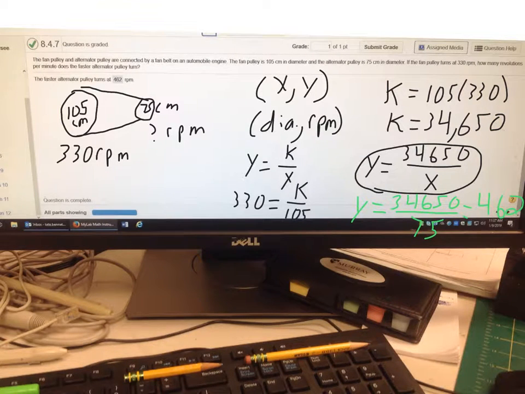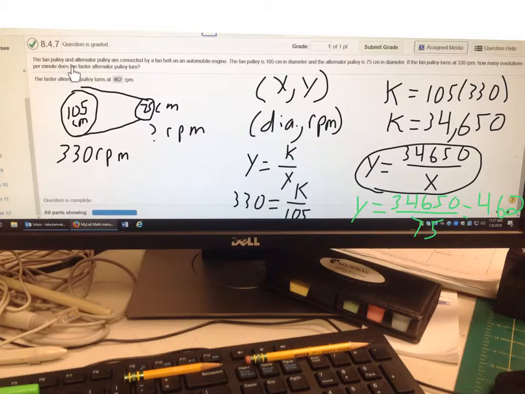Hello, I saw your question on the discussion board, and it's from 8.4. I guess it's number 7 out of the book. This section's on inverse variation. 8.3 was on direct variation, and this section's on inverse variation.